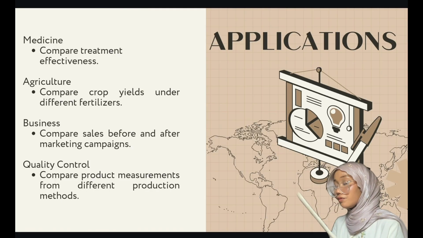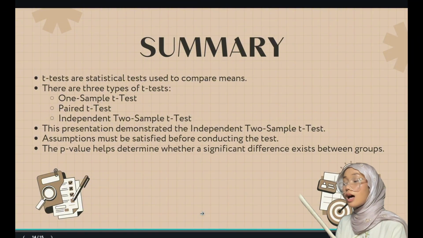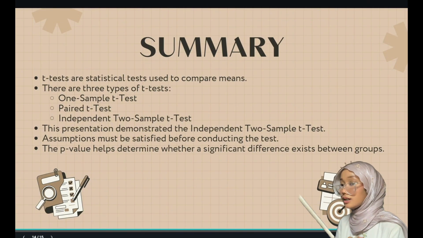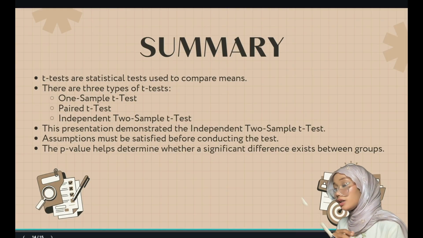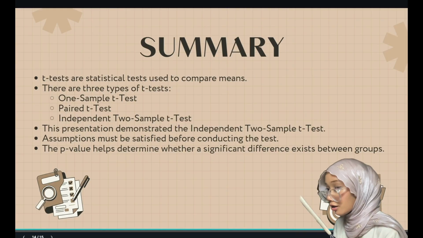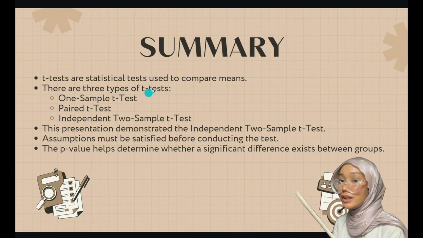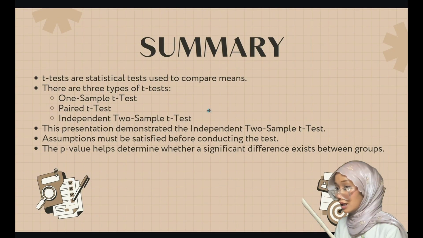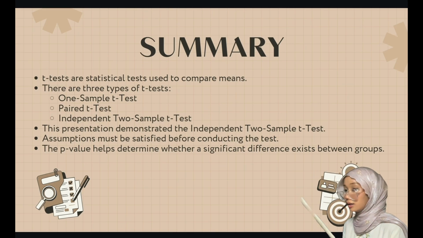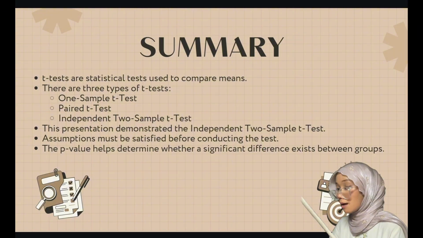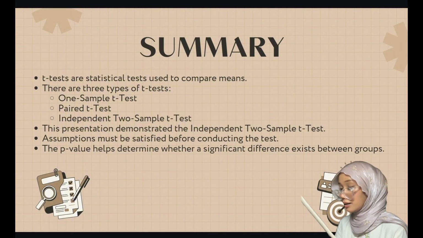Okay, let's move to the summary. To summarize our presentation, a t-test is a statistical method used to determine whether the means of groups differ significantly from one another. The three main types of t-test are the one-sample t-test, the paired t-test, and the independent two-sample t-test. In this presentation, we demonstrated the independent two-sample t-test by comparing examination scores between students taught using traditional learning and online learning methods.